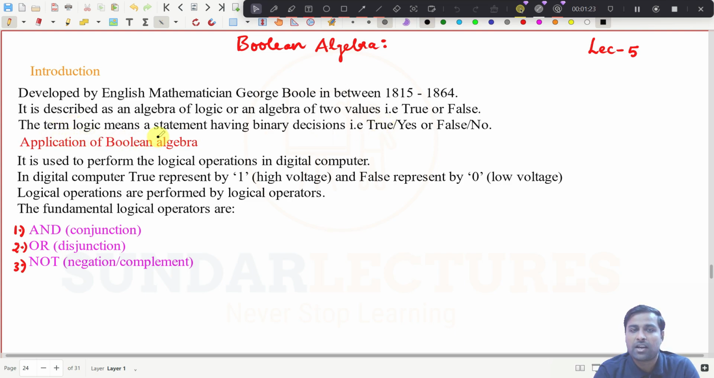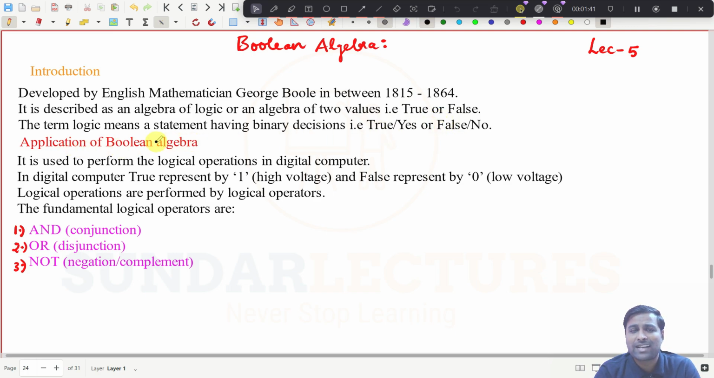The term logic means a statement having binary decisions. What is binary? Either it will be 0 or it will be 1. So it will be true or yes, or it can be false or no. Only two conditions: either 1 or 0, true or false, yes or no.